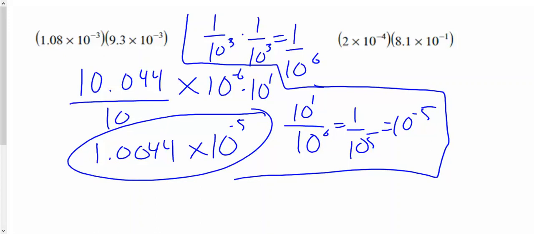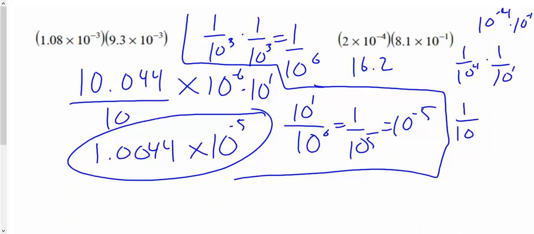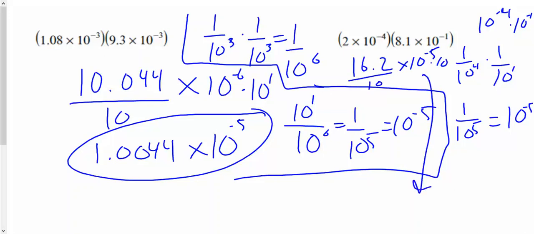Let's see. 8.1 times 2 is 16.2. And then 10 to the negative fourth over 1, let me say that again. 1 over 10 to the fourth times 1 over 10 to the first is 1 over 10 to the fifth, which is 10 to the negative fifth. Okay, and then 16 is too big, unfortunately, so we're going to divide by 10, multiply by 10, and I'm going to draw an arrow down here. That would be 1.62 times 10 to the negative fourth, if you were to simplify that up nicely.